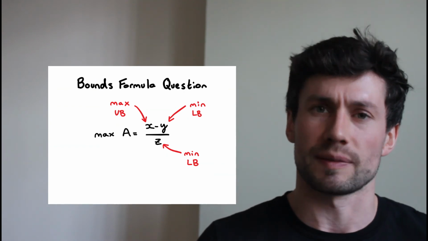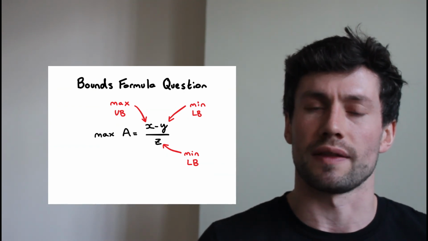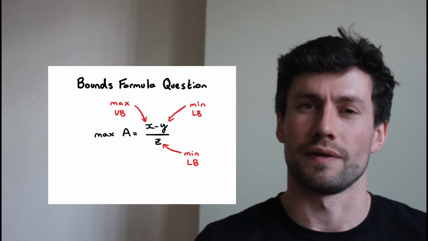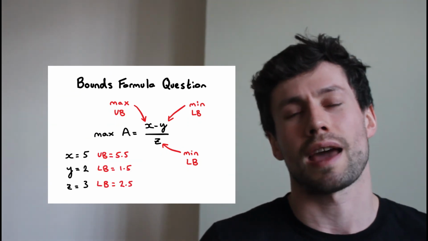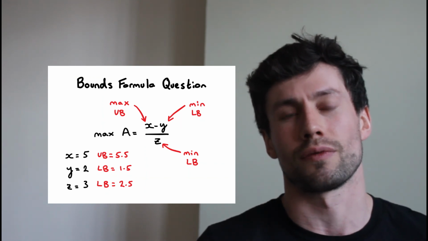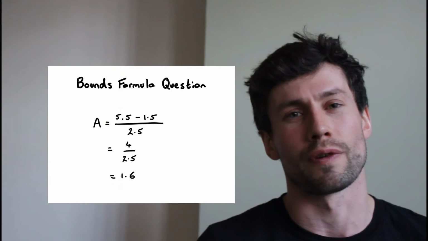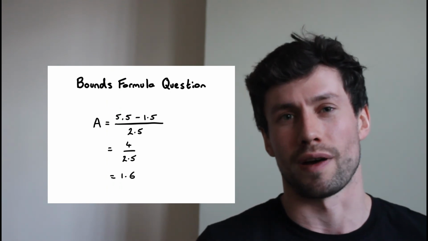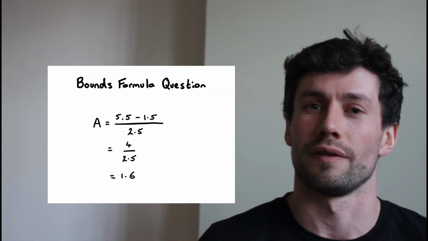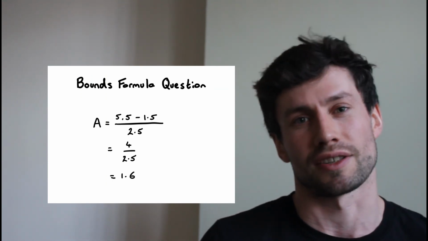Once we've gone through this process, we know that we're trying to find the upper bound of x, the lower bound of y, and the lower bound of z. In this example, with x equal to 5, y equal to 2, and z equal to 3, this leaves us with 5.5 minus 1.5 divided by 2.5, which is 4 divided by 2.5, which gives us 1.6 as our answer.